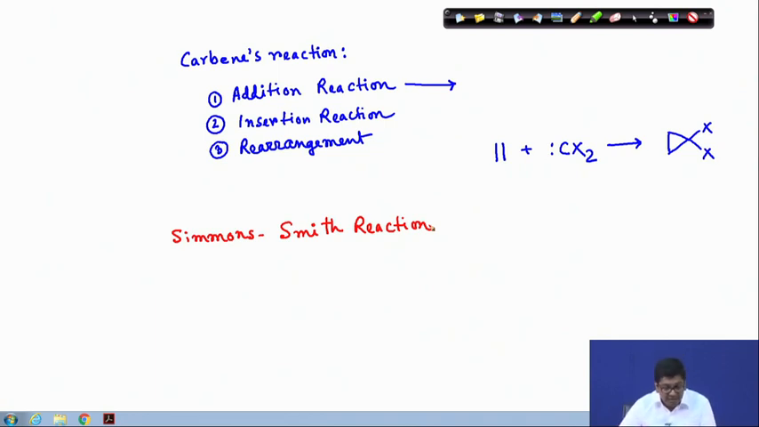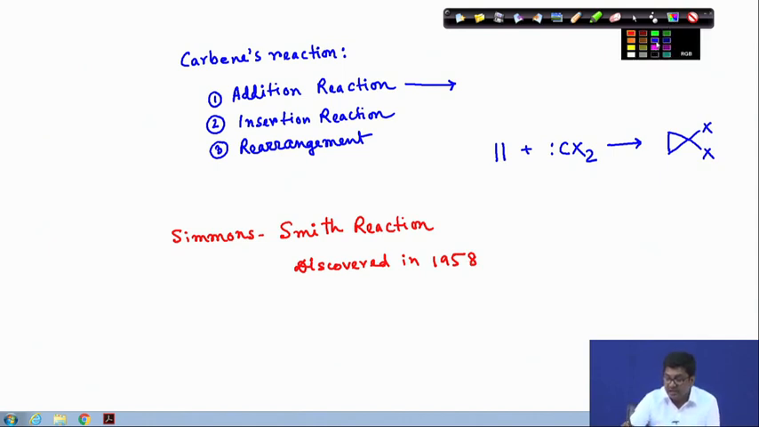It was discovered in 1958 by two chemists, Professor Simmons and Smith. This is one of the best methods to prepare cyclopropane from alkene. Now we will learn what reagents they used to do this reaction.